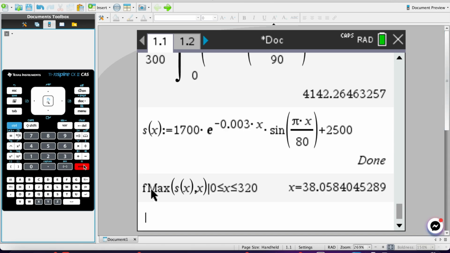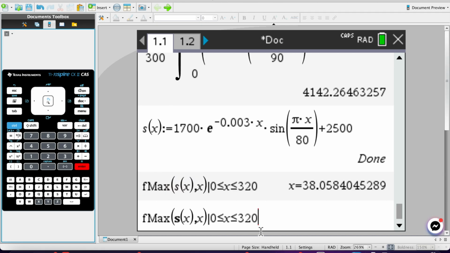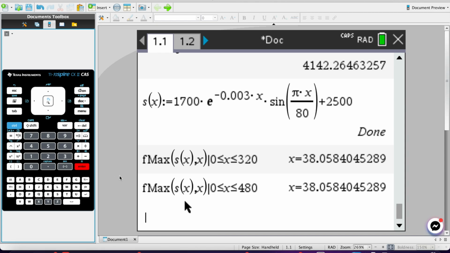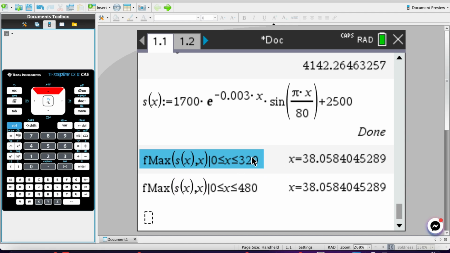And that gives us only one value. Or maybe we'll just do till 480 for a third period. Only one, because that's the highest. Okay, so I guess we need to do them separately. Because it's multiplied by an exponential, we've got a maximum in the first period, but then another maximum in the second, but it's just not as high as the first one. So it just takes that the 38 is the highest.